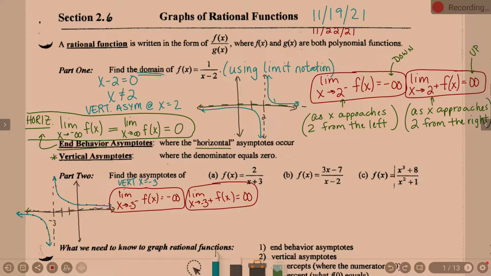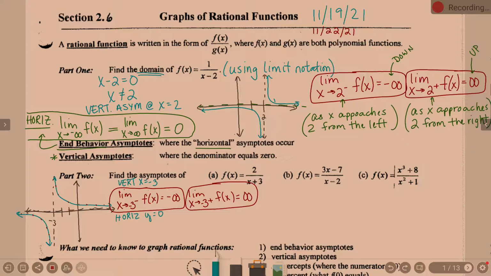Now that was the vertical asymptote, right? We talked about there's a horizontal asymptote, right? Where is there a horizontal asymptote? At y equals 0, because the bigger power is on bottom. Okay, this is chapter 1 review technically. Horizontal asymptote at y equals 0.